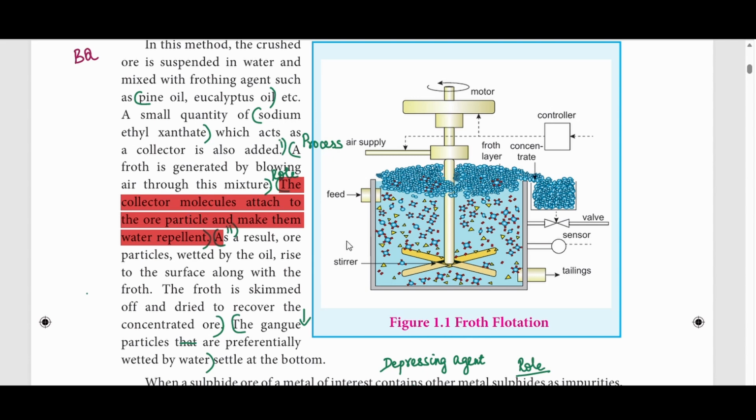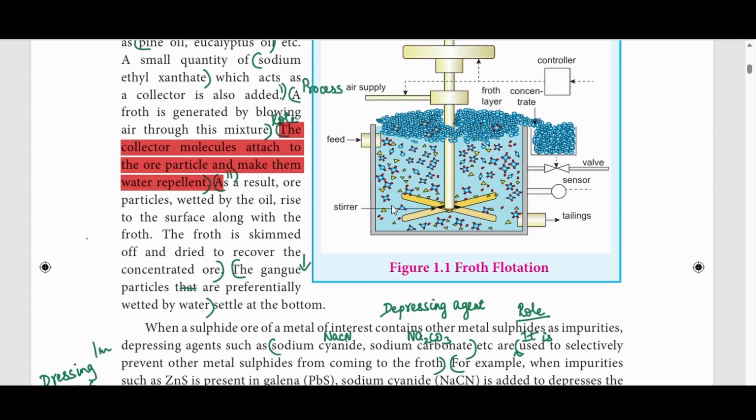Then the process: you have to take the ore along with water and oil, and blow air. When the air is passed through the mixture, froth is generated. As a result, the ore particles wetted by the oil rise to the surface along with the froth. The froth is skimmed off and dried to recover the concentrated ore.